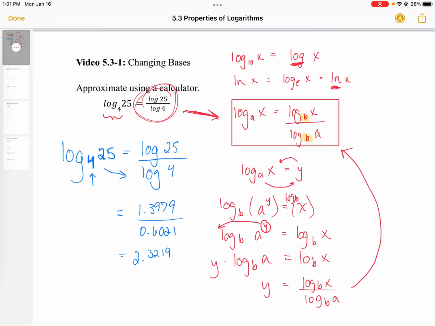Okay, so just one more time. If this was the question and they asked us to approximate this log base 4 of 25 on your calculator, you would have to do this work on the right side in blue. And we would get this answer, 2.3219, as our approximation.